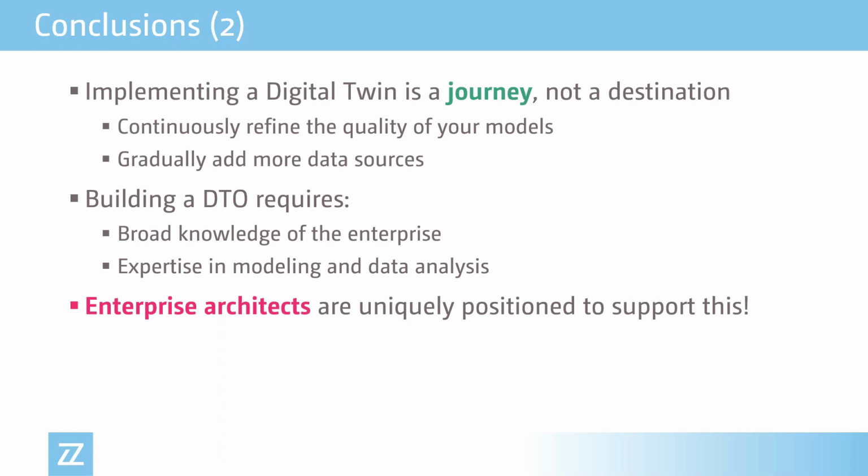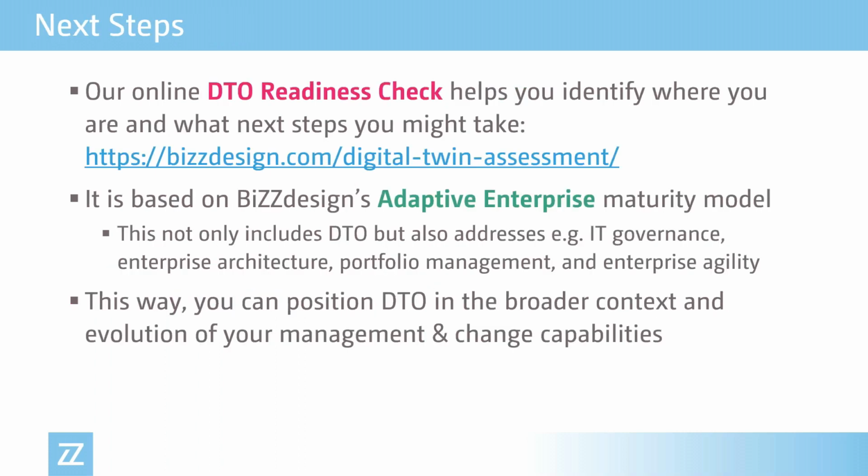Now, to help you further, we have a DTO readiness check. I'll show the link to that again on my last slide. That helps you identify where you are and what next steps you could take. So you can fill it in online. It's a short questionnaire. I think it's 8 questions. It's based on our generic adaptive enterprise maturity model, so it also links into our other assessments. So it's not just a standalone thing. It helps you evolve your enterprise in various aspects. So that might be interesting to look at. I'll get back to this at the end.